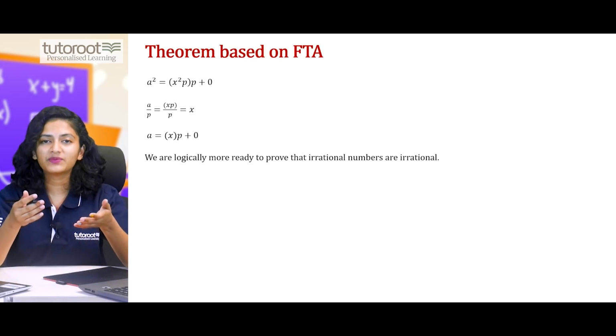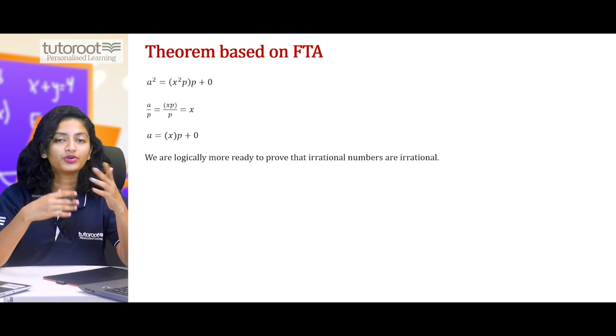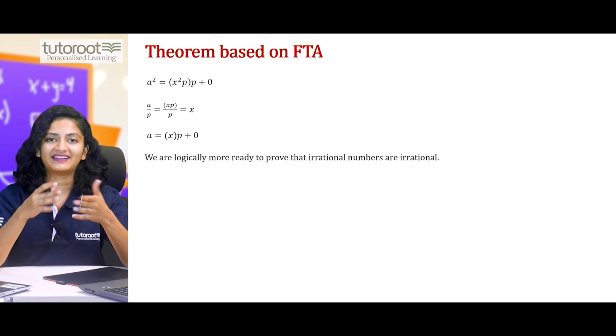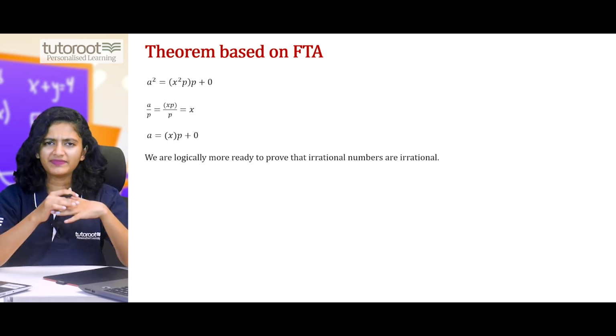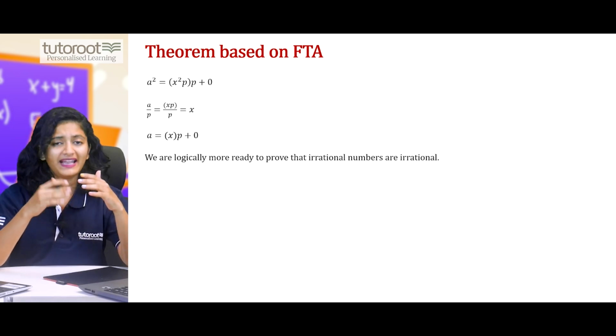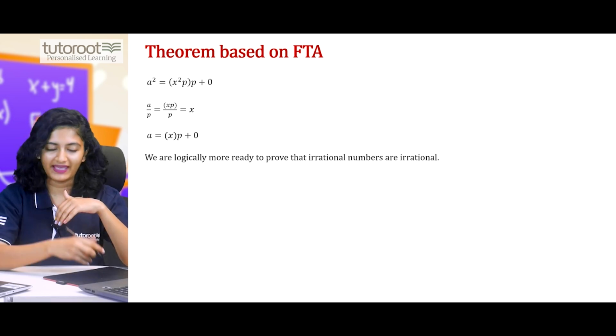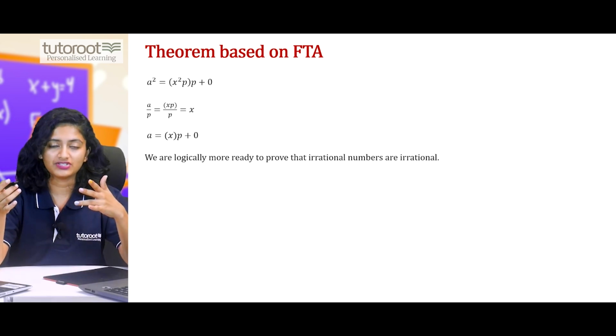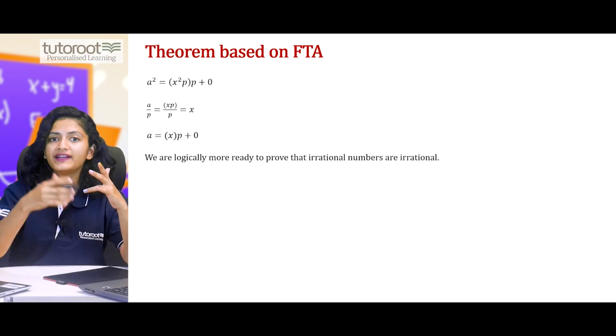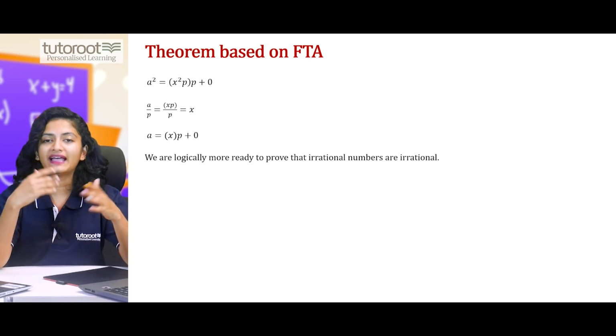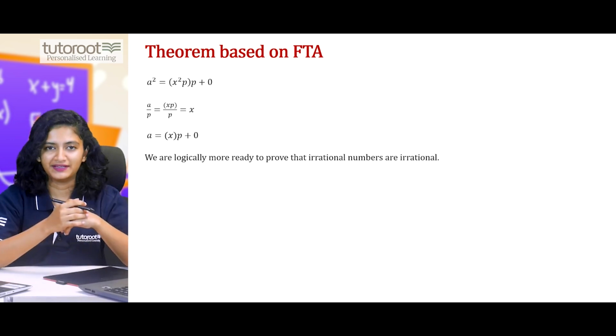There is a prerequisite which is required to prove that an irrational number is actually an irrational number. There is a theorem, and this theorem states: let P be a prime number, and if P divides A square, where A is a positive integer, then P also divides A. Now let's look at the steps that will help us prove this theorem.